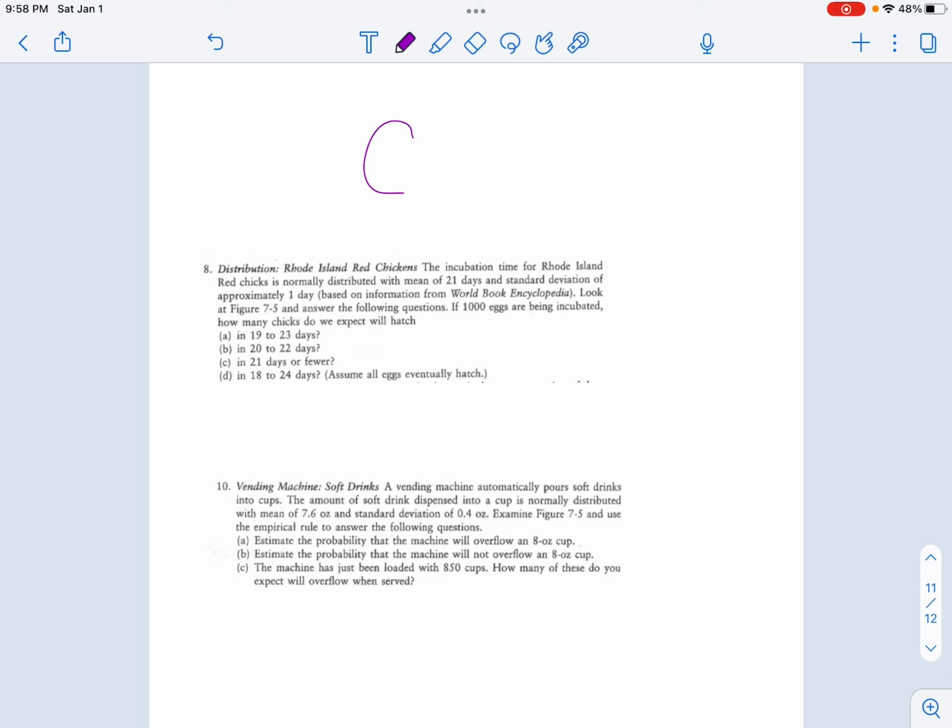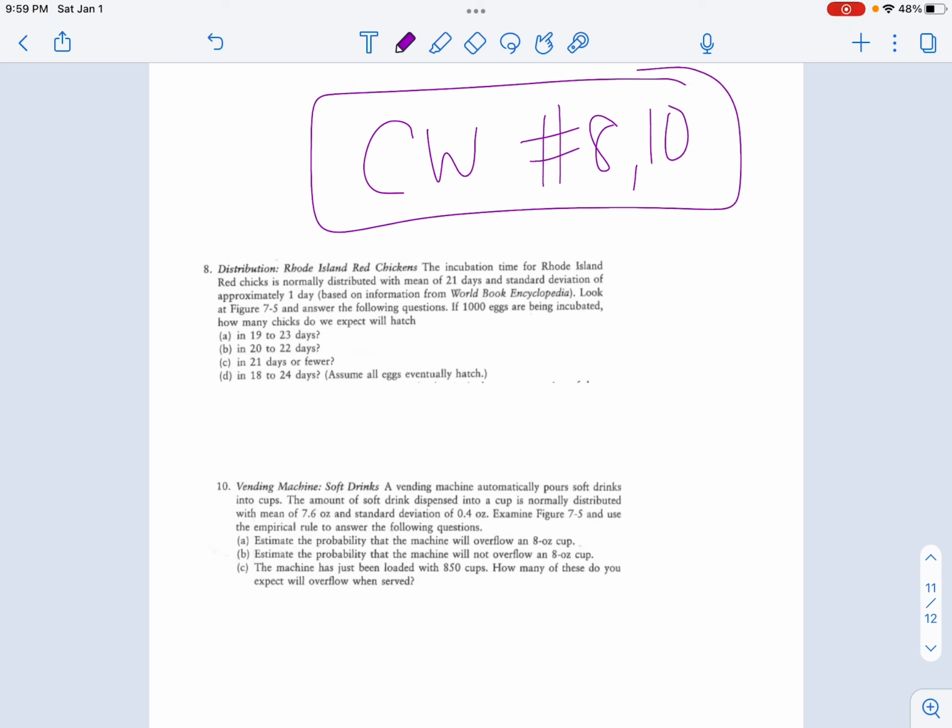So for classwork, just try numbers 8 and 10. Get some practice on these two problems here. All right.